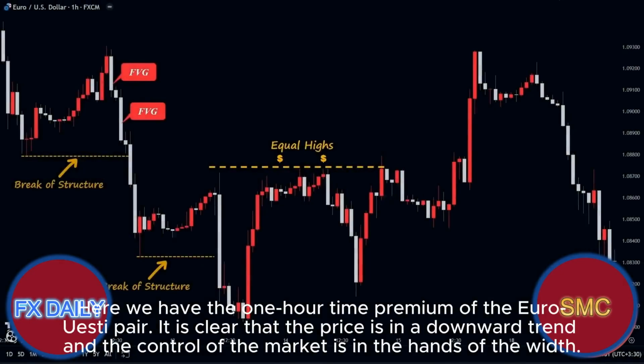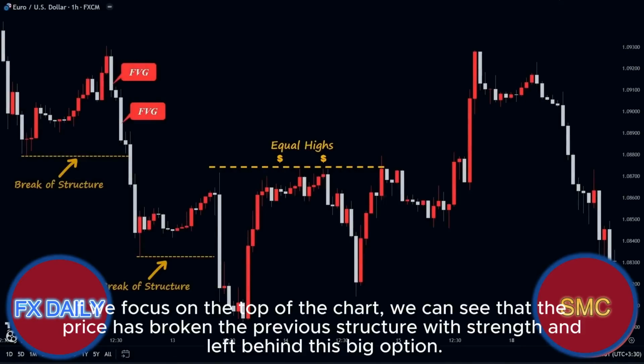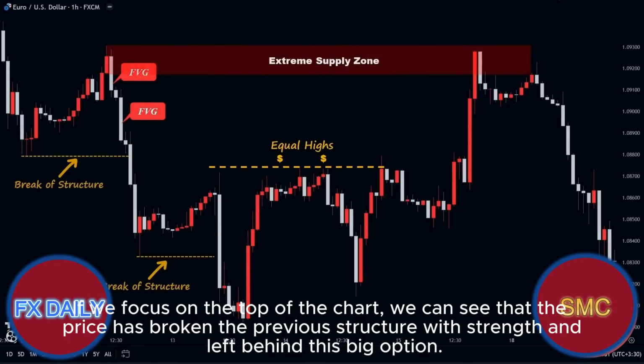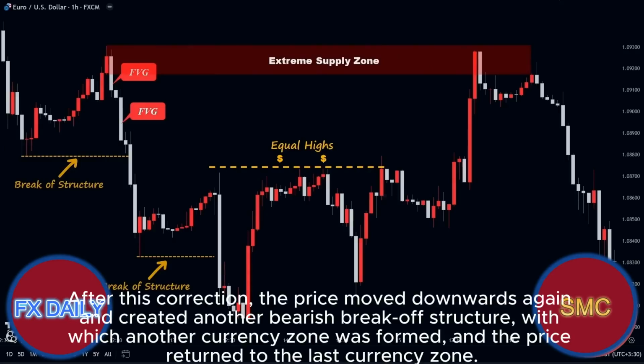Here we have the 1-hour timeframe of the Euro-USD pair. It is clear that the price is in a downward trend and the control of the market is in the hands of the sellers. If we focus on the top of the chart, we can see that the price has broken the previous structure with strength and left behind this big imbalance. After this correction, the price moved downwards again and created another bearish break of structure, with which another supply zone was formed, and the price returned to the last supply zone.